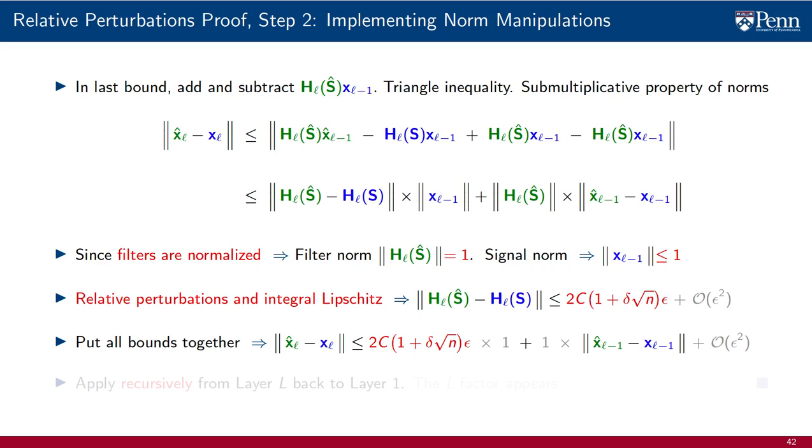But in this particular proof, we are dealing with relative perturbations and integral Lipschitz filters. We therefore substitute the bound 2 times c times 1 plus delta square root of n times epsilon. With this, we obtain a recursion that we can apply backwards from layer L up to layer 1. The bound has the same form for all layers, from which we get the L factor in the stability bound of the GNN, as we wanted to prove.